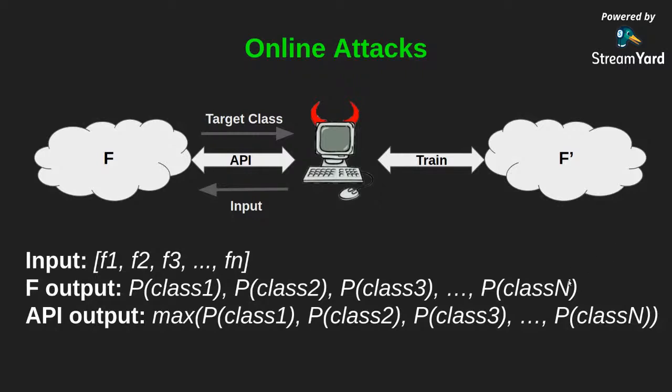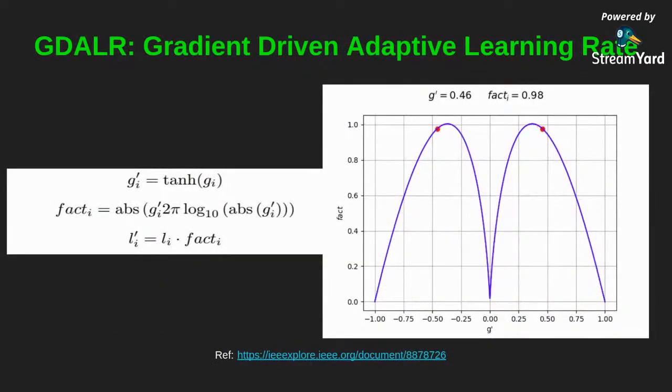On the same ground, we have also created one algorithm which gives an attacker leverage to generate a duplicate model with a smaller number of samples. We have created this algorithm called GDLR, which is the gradient driven adaptive learning rate algorithm. How we came up with these equations and how it was created is quite out of scope of this talk, but just assume that these are the equations that we have come up with.